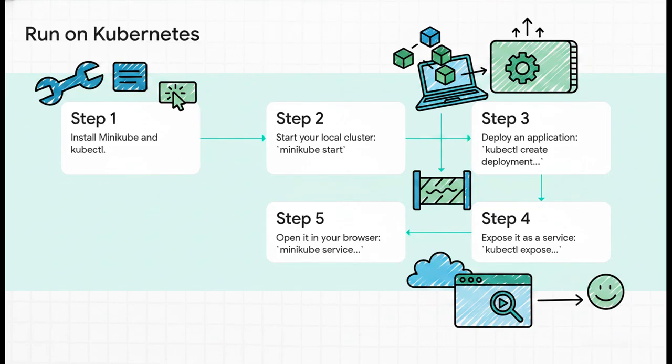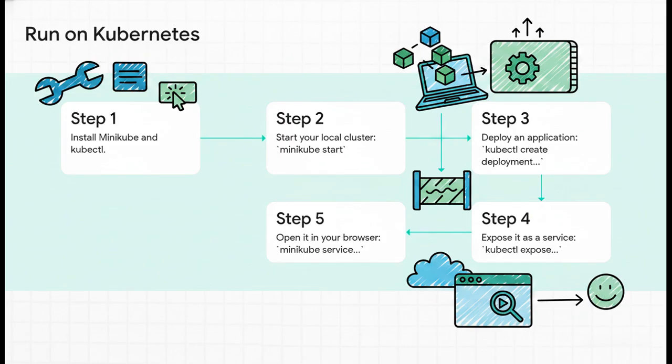First, you'll need to install 2 tools, Minikube itself and kubectl, which is the command line tool you use to talk to your cluster. Once those are installed, open your terminal and just type minikube start. This might take a minute because it's literally spinning up a complete single-node Kubernetes cluster for you.